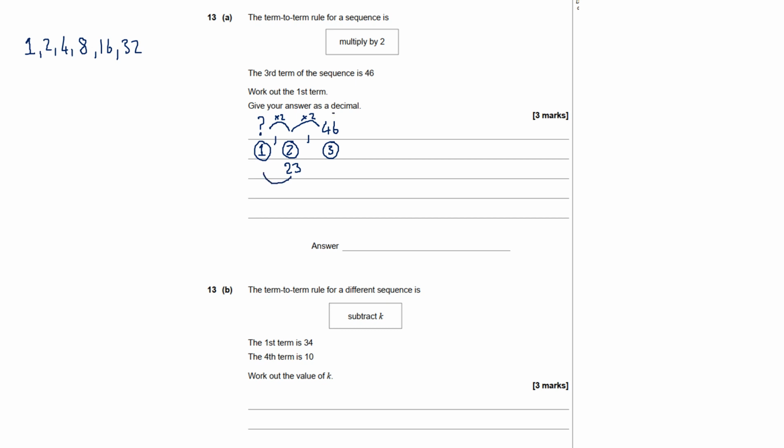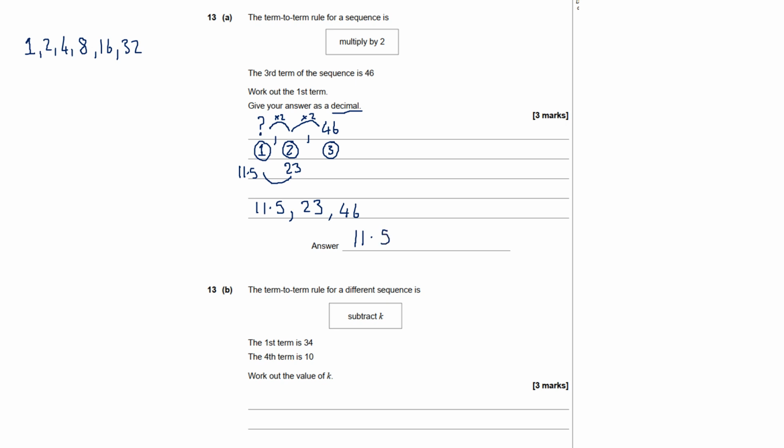Well, it says here give your answer as a decimal, so it's probably going to be a decimal. And 23 divided by 2 is 11.5. So let's just check that. Let's say somebody told us the first term is 11.5 and the term to term is multiply by 2. Well, that'd be 11.5. Then we get to 23. Then we get to 46. So I agree, that should be 11.5 because it's the first term.